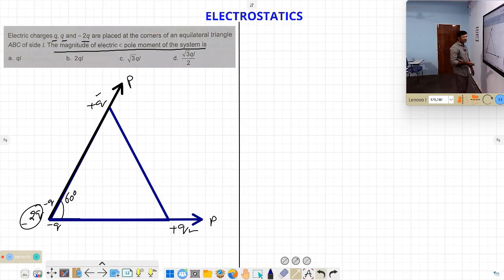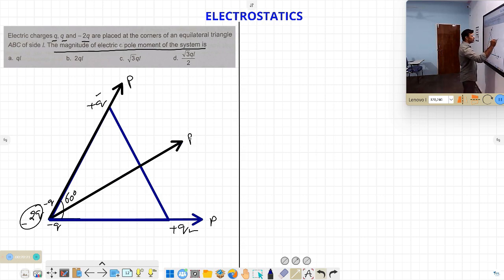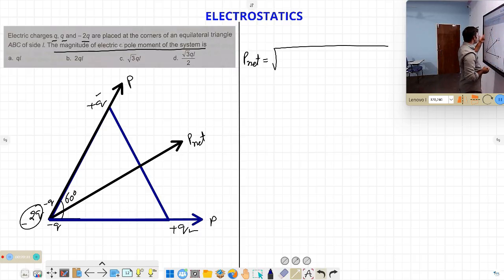In this case, the resultant of these two will come along the diagonal as well. This is the direction of the resultant dipole moment, that is, the net dipole moment direction. This net dipole moment we can find using the parallelogram law of vector addition. Here two dipole moments are there, one is P, the second also P. According to the parallelogram law, the formula is P square plus Q square plus 2PQ cos theta.